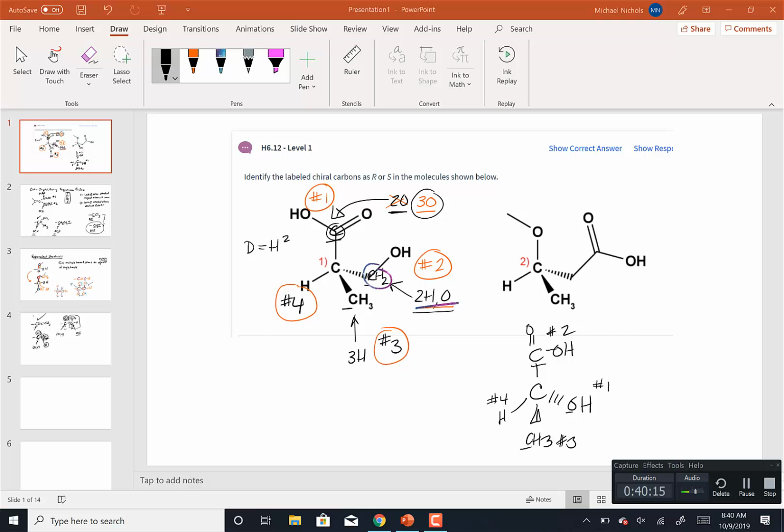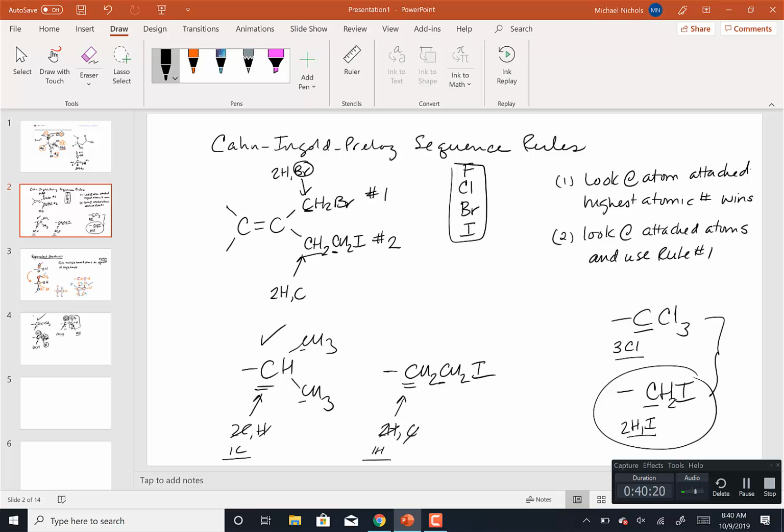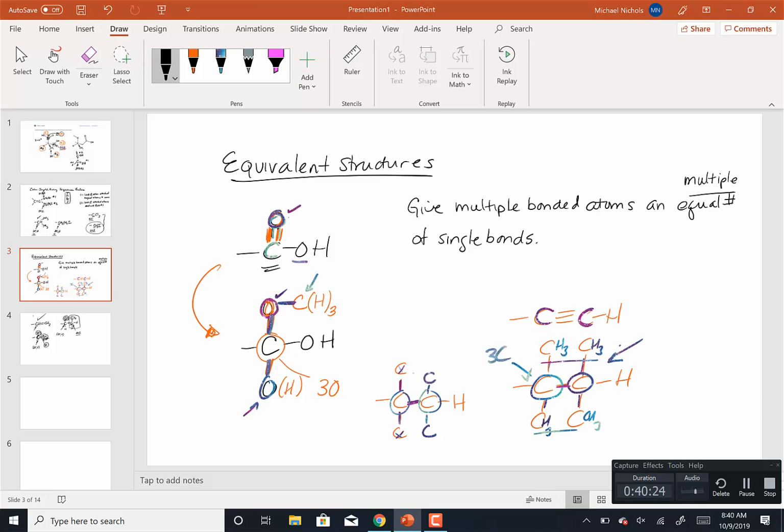So the equivalent structure of that C double bond O: I added to this carbon up here 3 hydrogens, and to that oxygen down there, I added an H. So why do you add an H to it? Well, because OH, to be a neutral oxygen, can only have 2 bonds, right? Because an oxygen has 2 lone pairs.